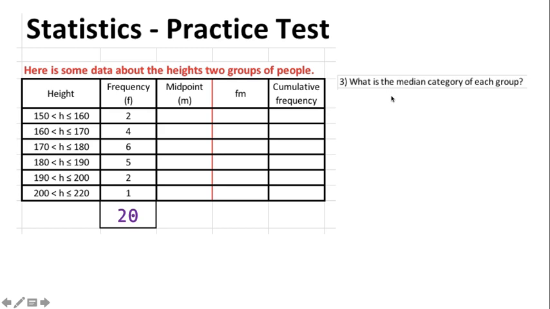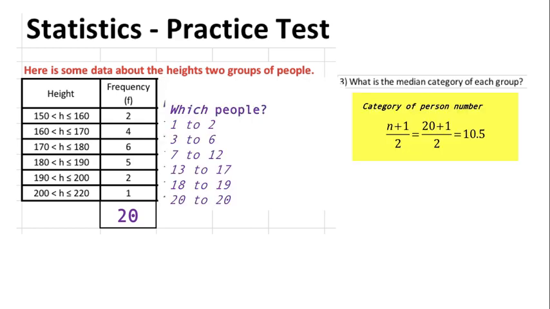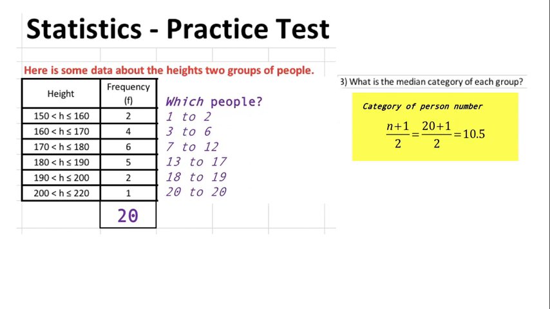Question 3, the median category of each group. Well, the median is the middle person if you put them all in order. So we need to think about which people are in each group. So the first group has 2 people in it, so that's got person 1 to person 2. Because that group ended with person 2, the next group's got to start with person 3, and then it's got 4 people in it. So the last group ended with person number 2, so 2 plus 4 is 6. The next group ends with person number 6.